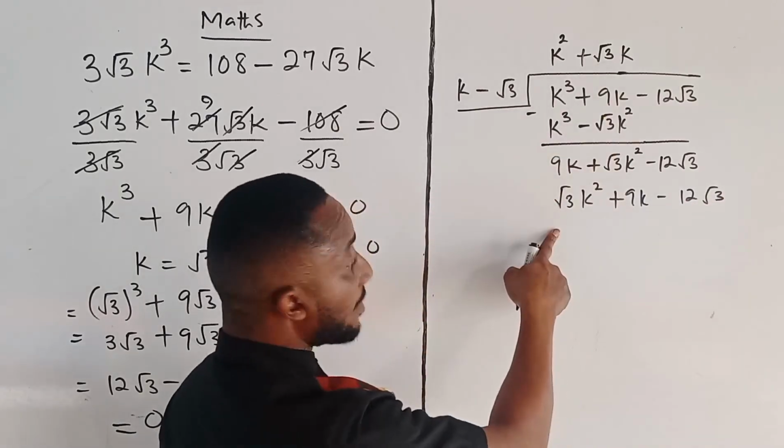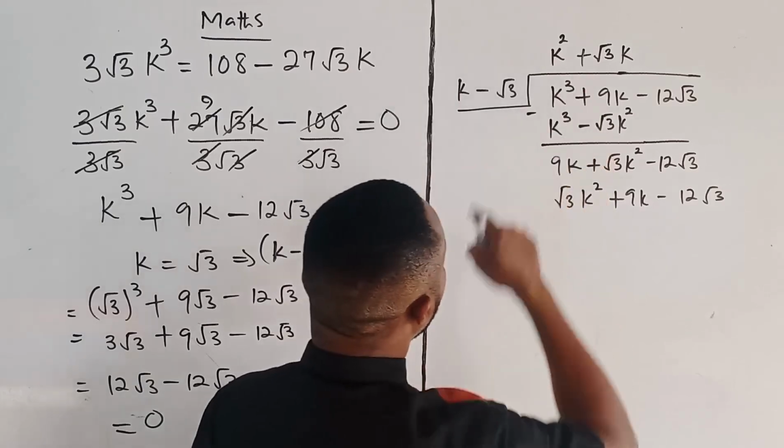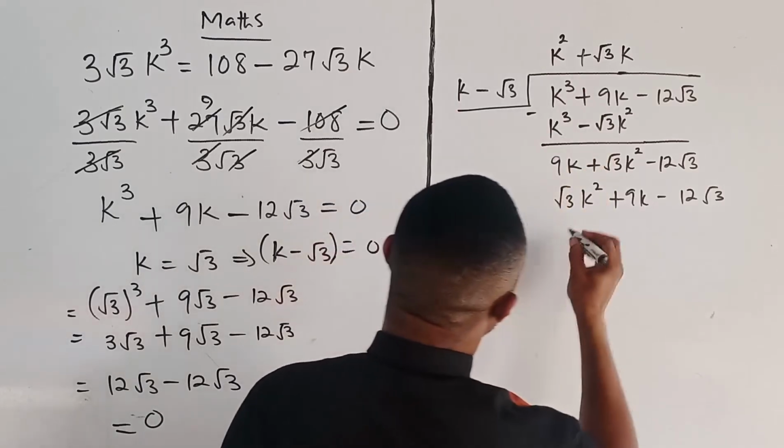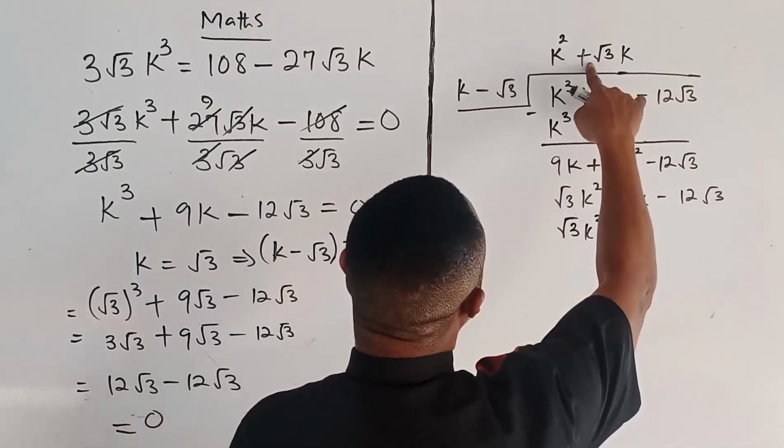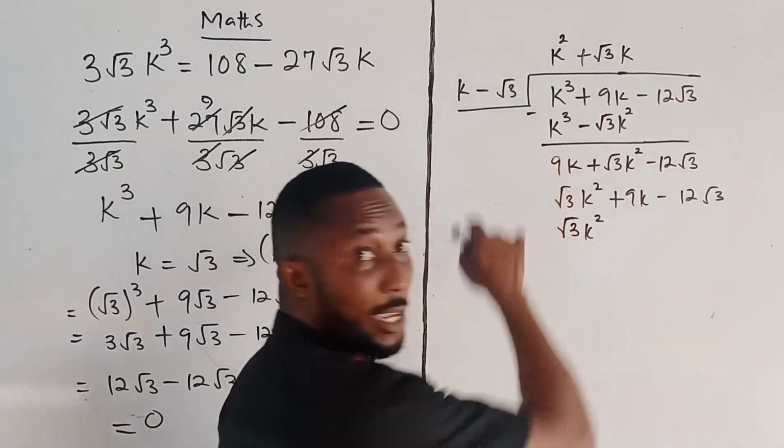So k divided into rad 3 k squared. We have rad 3 k multiply k. That will be rad 3 k squared. Here we have rad 3 k multiply rad 3.